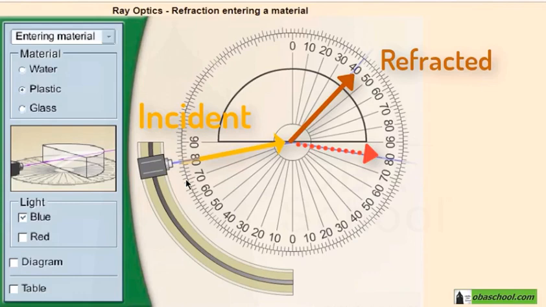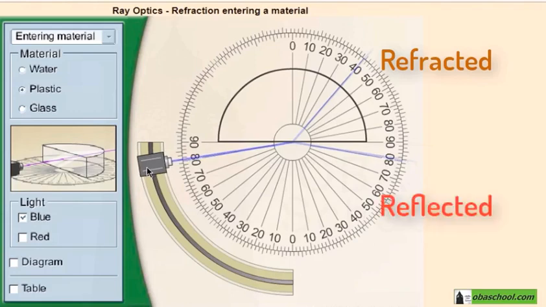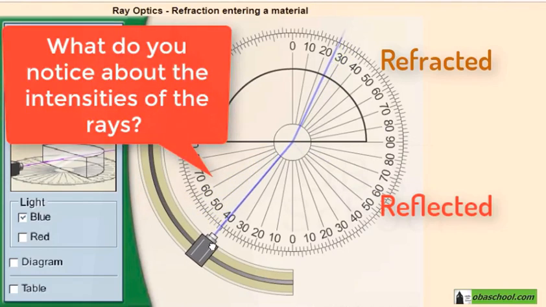Now, watch the refracted and the reflected rays as we move the ray box back to the 40 degrees position. What do you notice about the intensities of the rays? The answer is the reflected ray becomes weaker while the refracted ray becomes stronger.